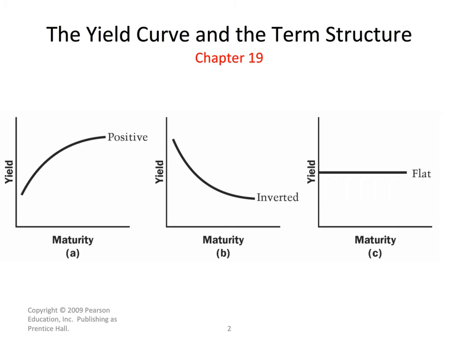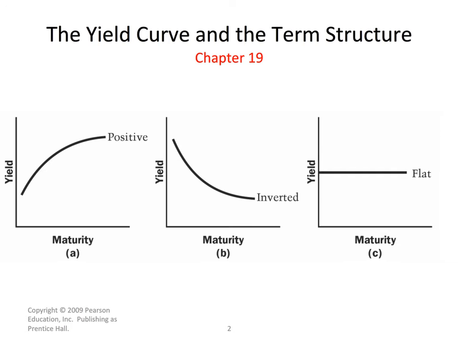B is an inverted yield curve. We see this very seldom, but an inverted yield curve would mean that the yield to maturity is decreasing with higher maturities. This would be an indication that in the future, interest rates are expected to decline.